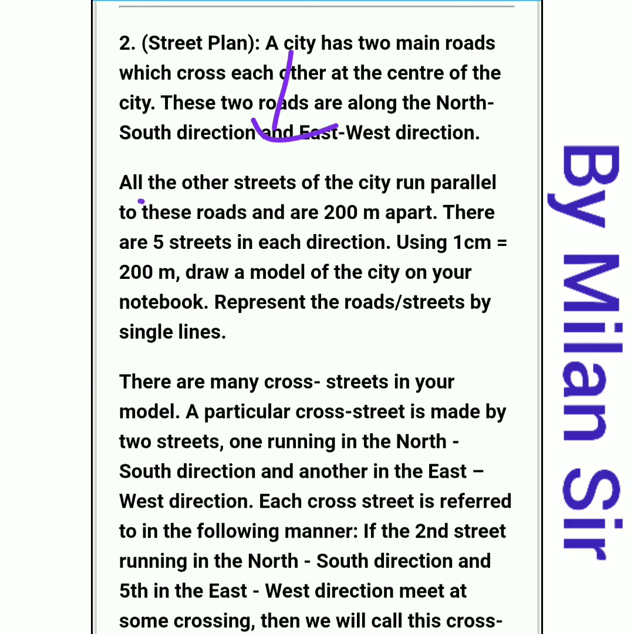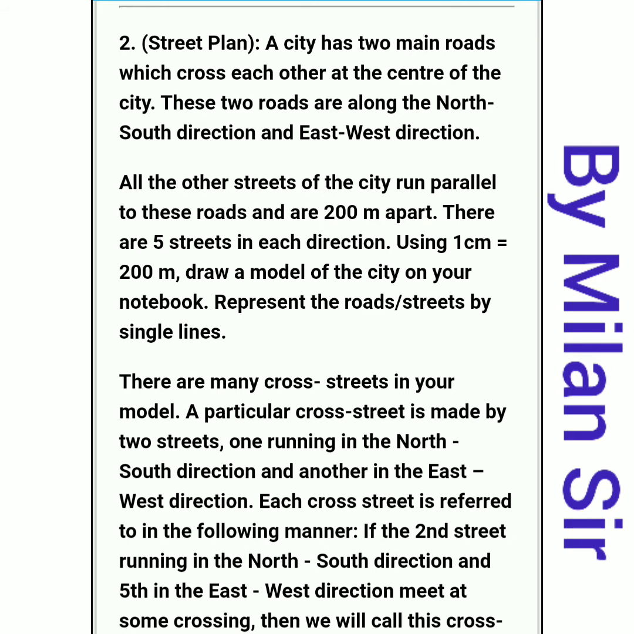After that, all the other streets of the city run parallel to these roads. Other streets are parallel to the main street and are 200 meters apart. That means the other streets run in the north-south direction and also in the east-west direction, and all the other streets are 100 meters apart from each other.